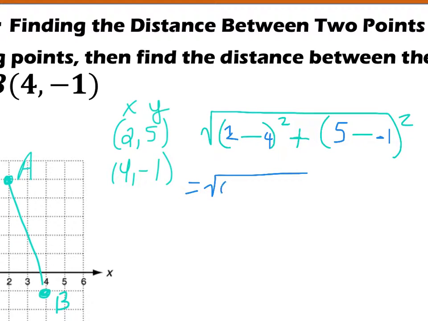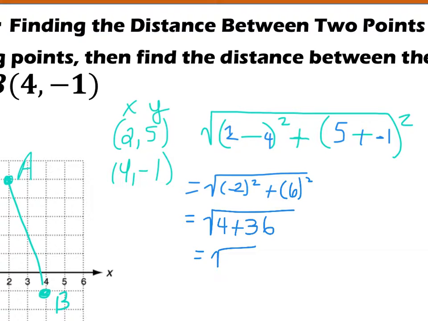Now we can simplify a little bit. What is 2 minus 4? -2. Plus, what is 5 minus -1? 6. Good. So I have 6 squared. Anything underneath your square root, you should always come up with a positive number. So if you say, oh, it's -4, no, it's not. What is 2 squared? 4. So it's 4 plus, what is 6 squared? 36. So I have the square root of 40.